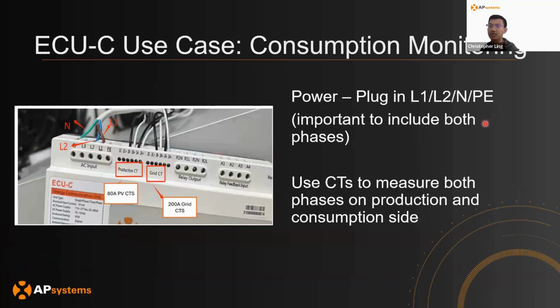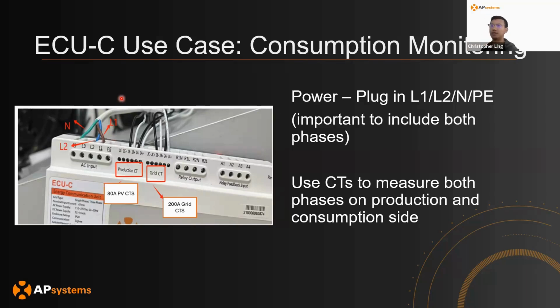So once again, if you're using the ECU-C for residential consumption monitoring, the main thing is, from the power perspective, make sure that you connect L1, L2, and neutral. Unfortunately, this graph does not show ground, but make sure you connect ground as well. Basically, make sure that you include both of the phases in order to properly measure power on both phases.